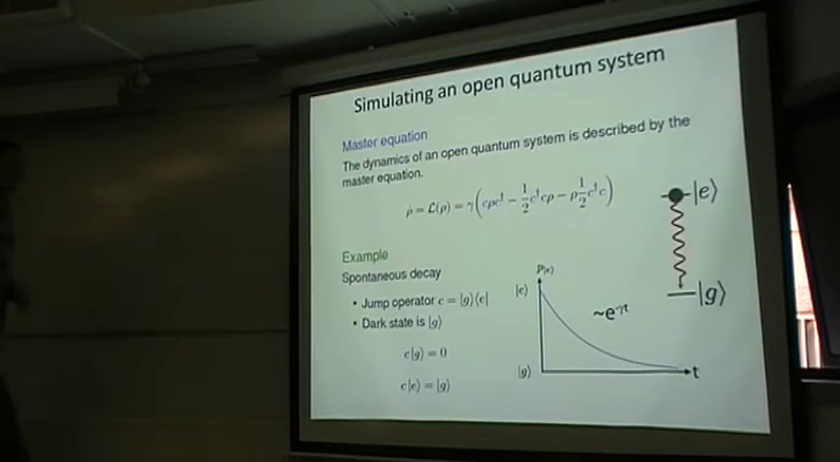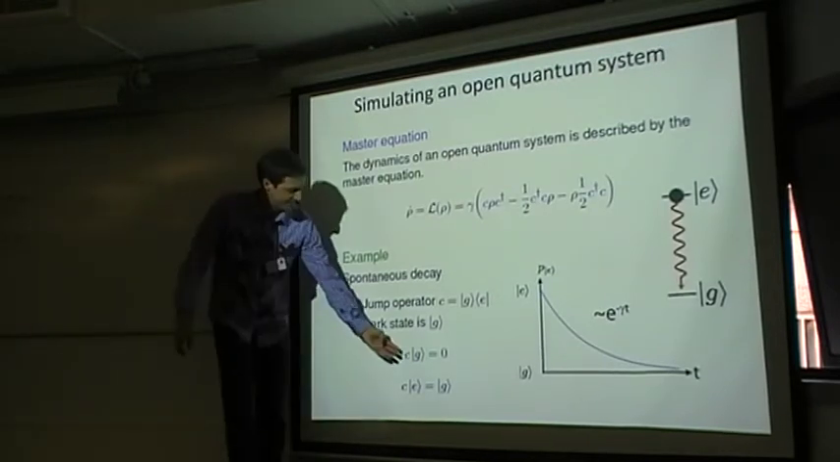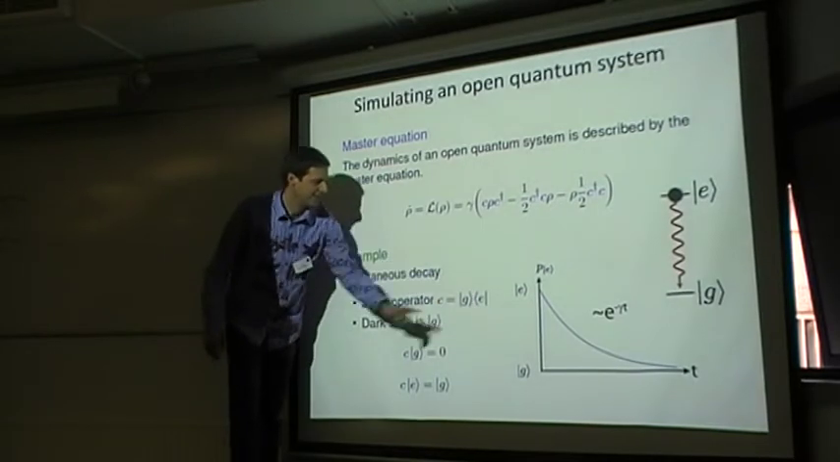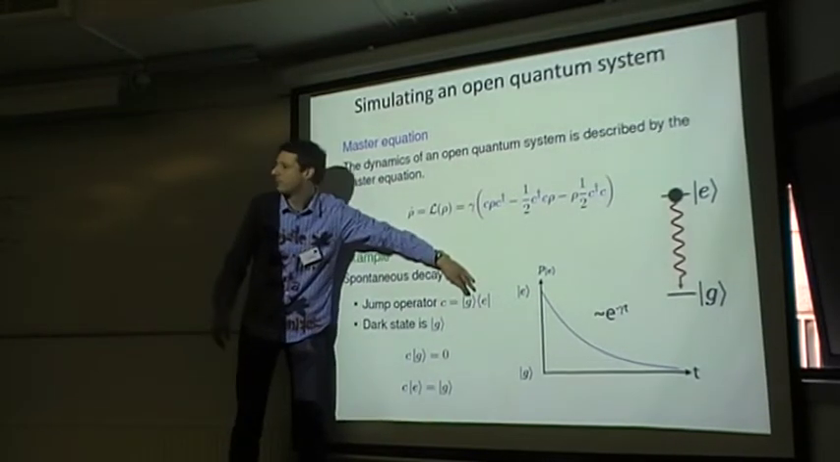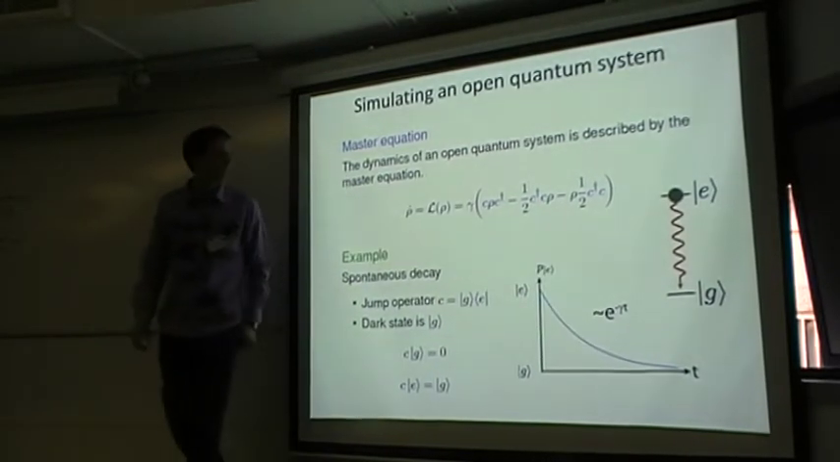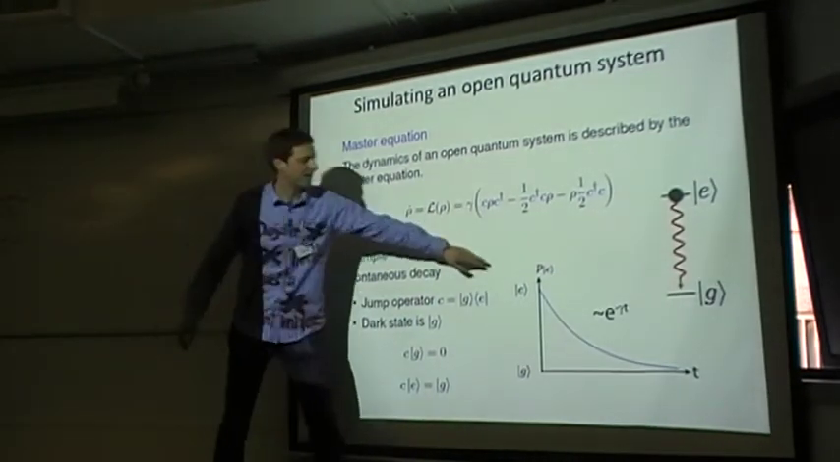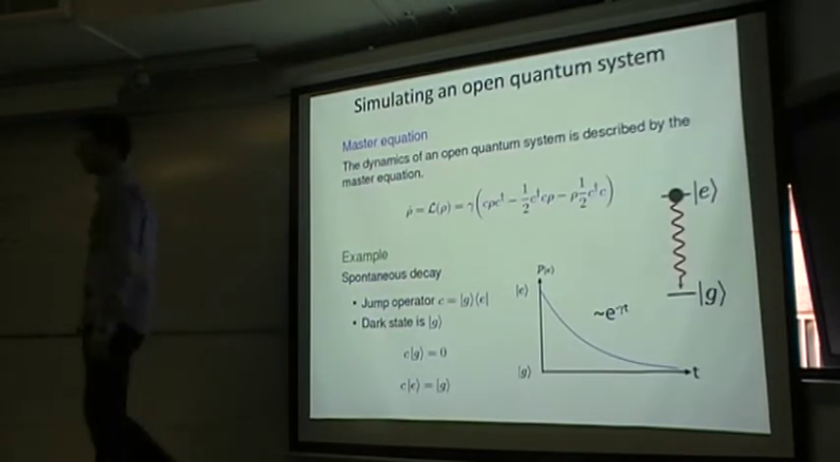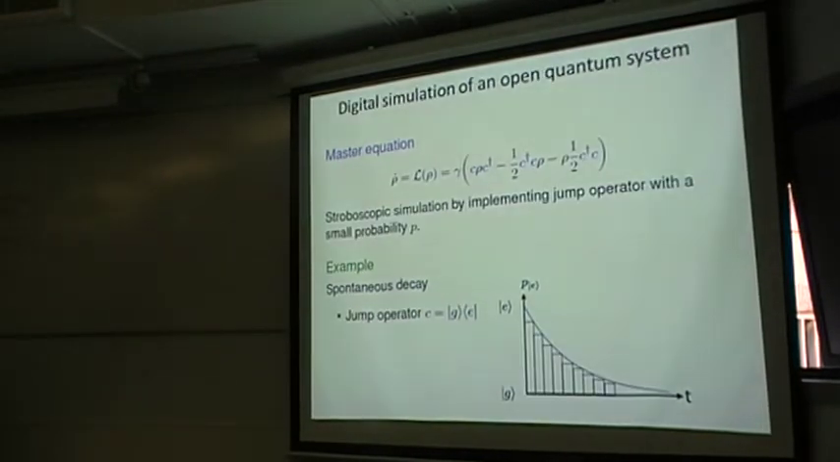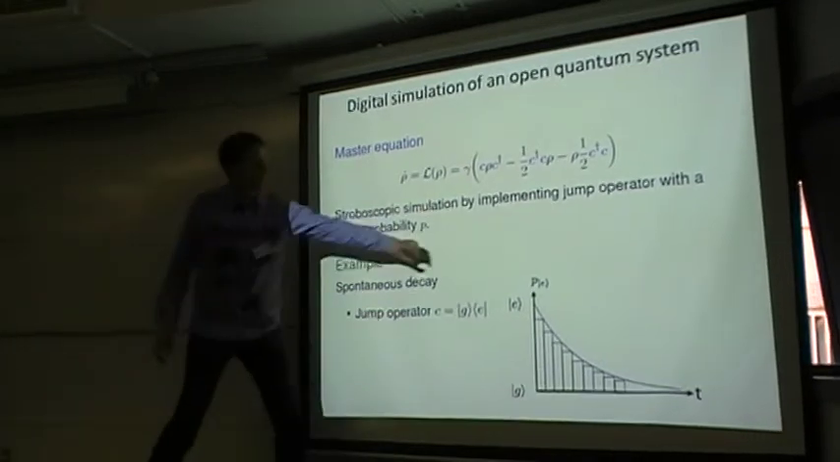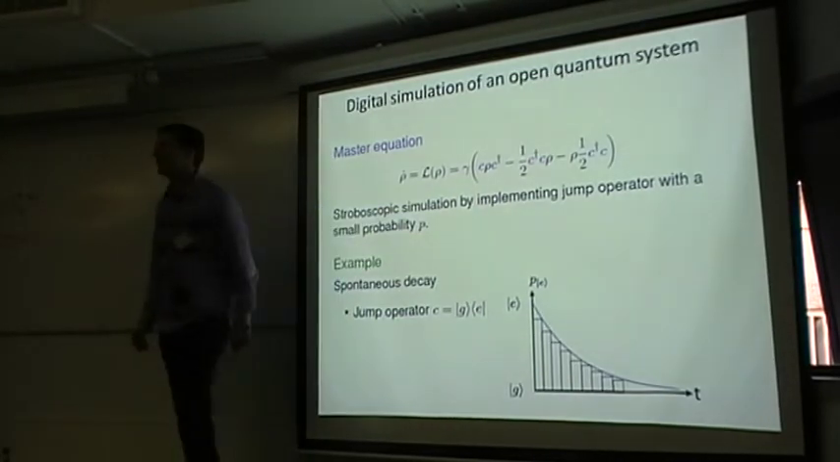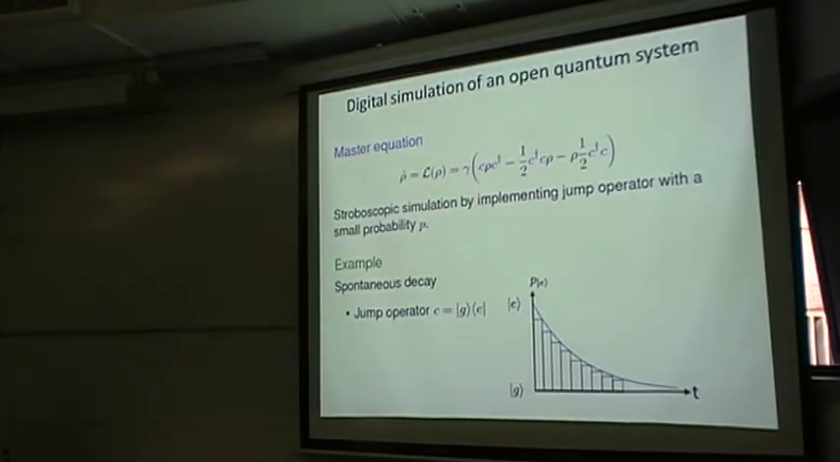And you have to somehow engineer this jump operator to be able to control such an open system. The jump operator, for example for spontaneous emission, is something like that. You start in the excited state and you map it to the ground state. Operating this master equation then gives you the exponential decay. In principle, we need to do that digitally, which means we have to do step by step applying these jump operators and by that simulate such an exponential decay.